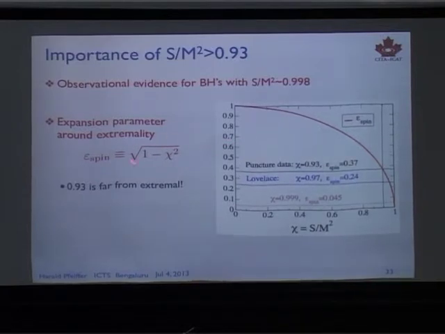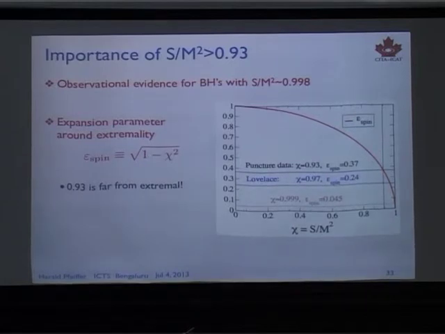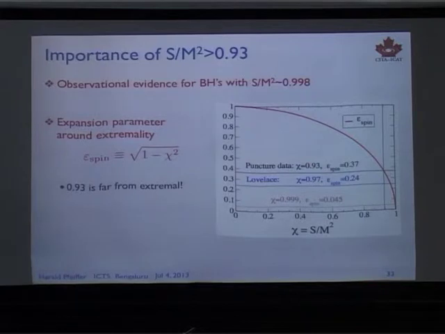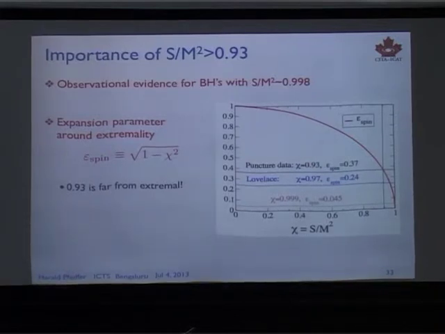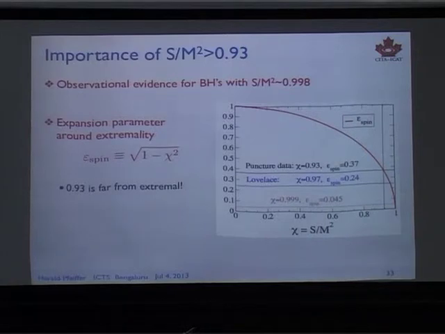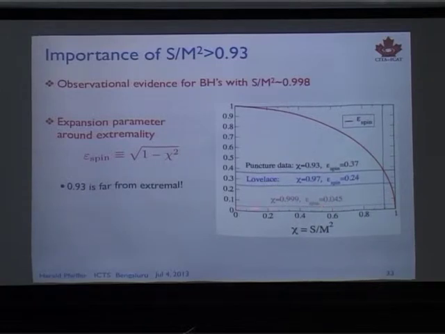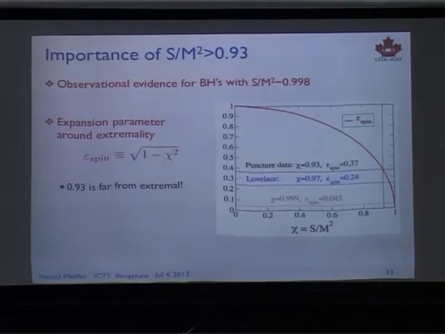If you look at the Kerr solution, this is the quantity that shows up all over the place. And that's the expansion parameter around extremality. So for a spin of 0.93, this parameter is still only 0.37, only 1/3 of its value at 0 spin. And so you're still far away from extremality. And even 0.97 is only a little bit better with 0.24 instead of 0.37. And if you wanted to push this parameter down to, say, 5%, you need black hole spins of 0.999. So there's still quite a way to go.